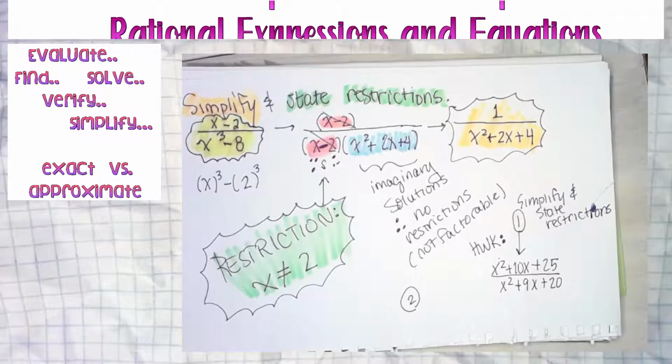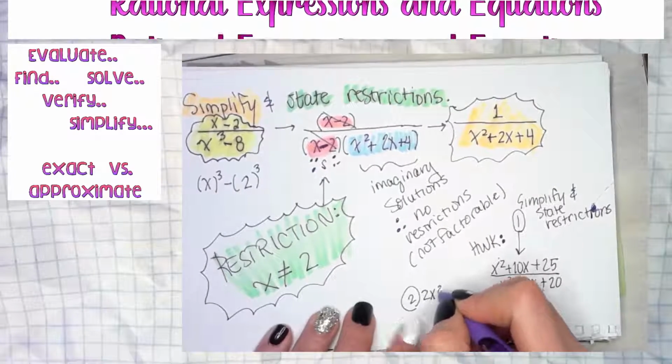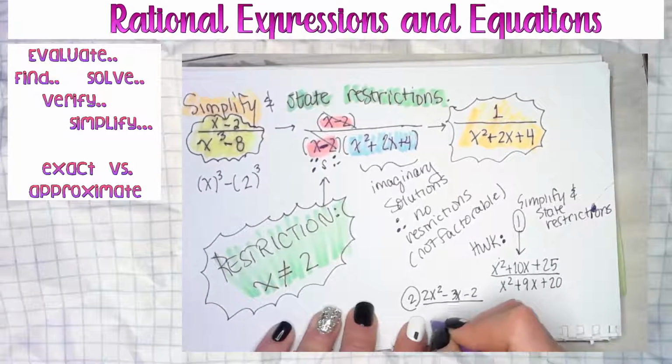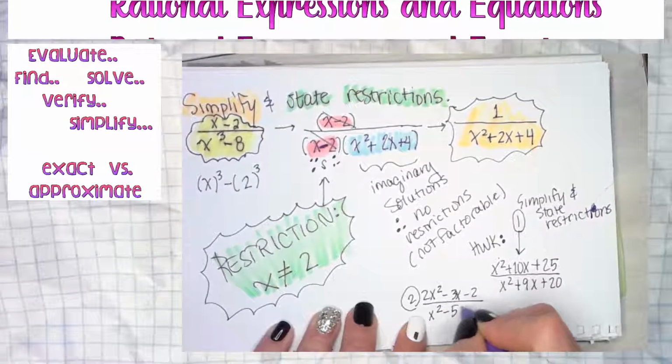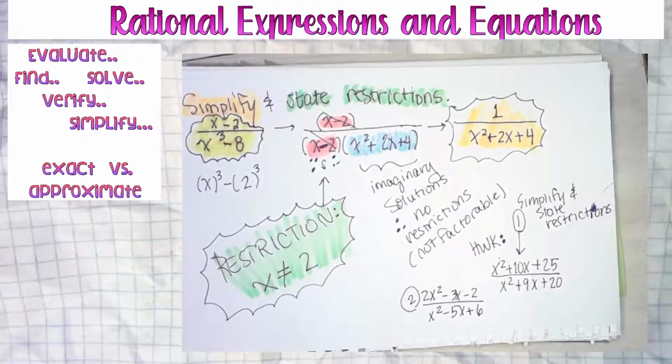And next, 2x squared minus 3x minus 2 over x squared minus 5x plus 6. That's the second one.